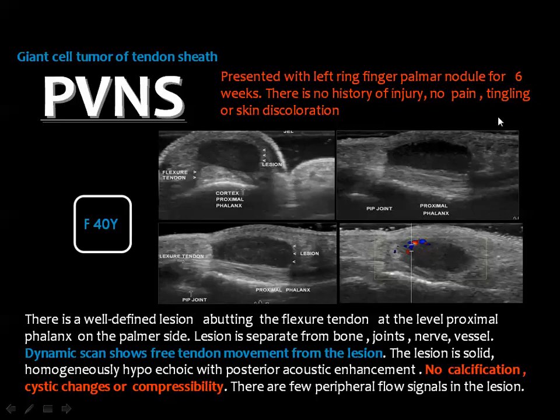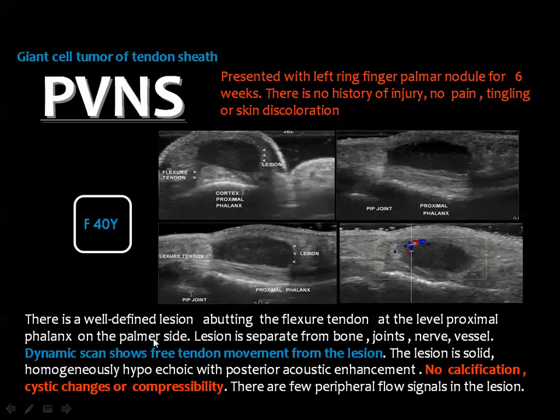And this is an example of a patient who presented with a left ring finger nodule for 6 weeks. There is no history of trauma, no pain, tingling, or skin discoloration. You see a homogeneously hypoechoic lesion, which on the dynamic scan, as I mentioned here, shows free movement of the tendon regarding the lesion.